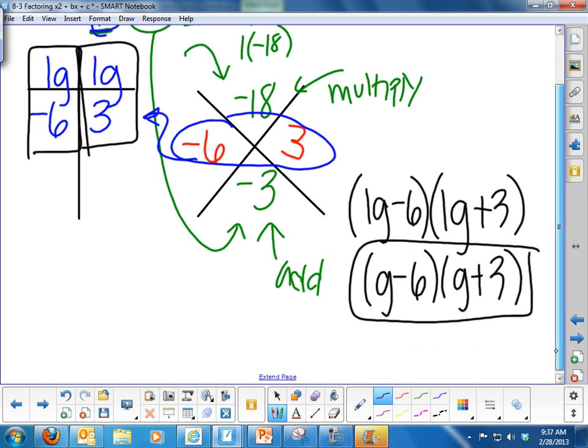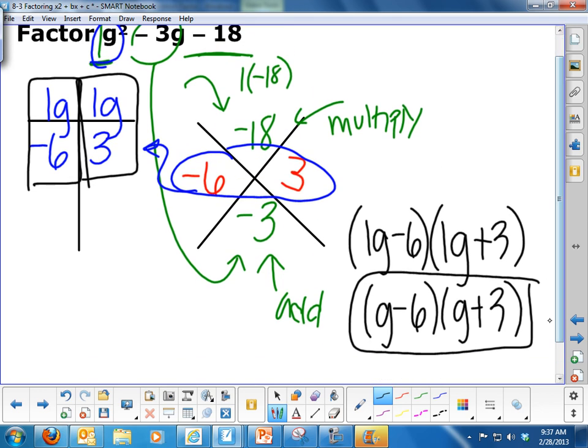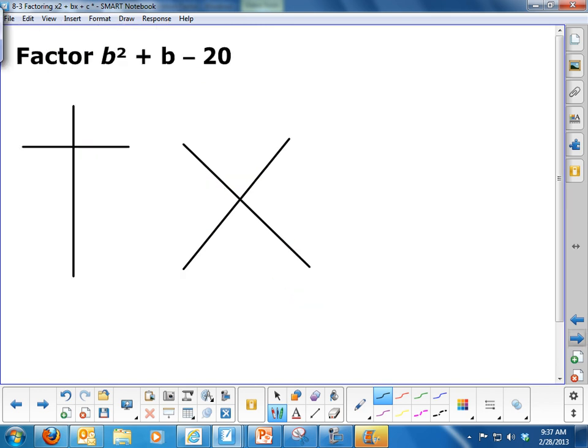Now, how can I check that answer to make sure I didn't make a mistake? Well, apply what we learned last chapter and distribute each term, four times. You're going to distribute four times and make sure you end up with the answer that we started with, which was g squared minus 3g minus 18. All right, last example. Let's do it one more time.